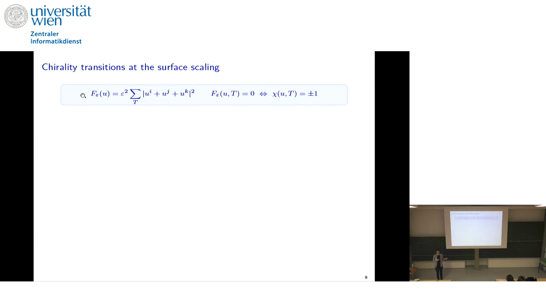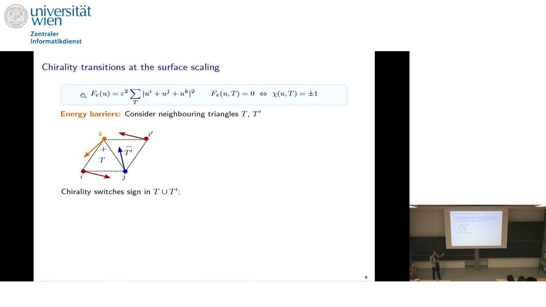Okay? So if I want to get compactness or understand asymptotic behavior, maybe it's good to talk about energy barriers. I have some energy barriers if I consider two neighboring triangles and I want to switch the chirality, going from a positive chirality to a negative chirality. Remember, I'm always going I, J, K. This is counterclockwise, and now I, J, K is clockwise. Then on the union of the two triangles, I pay at least a constant times epsilon squared in this regime. This constant C0 is fixed.